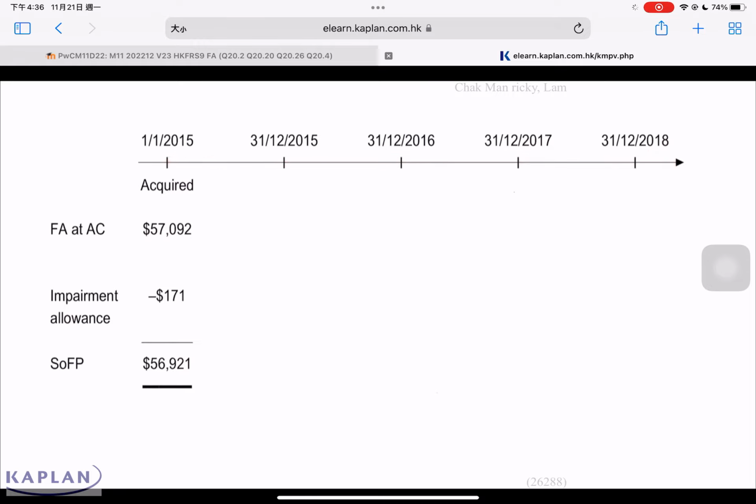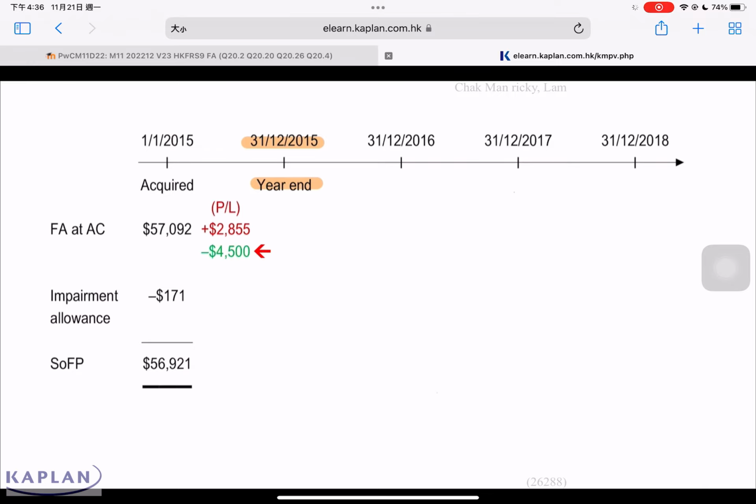After a year, now we get to year end, 31st December 2015. If you hold this investment for 4 years, effectively we earn 5%. Every year you must account for interest based on 5%. 57092 multiplied by 5%. The interest income recognized in P&L is 2855 to profit and loss.